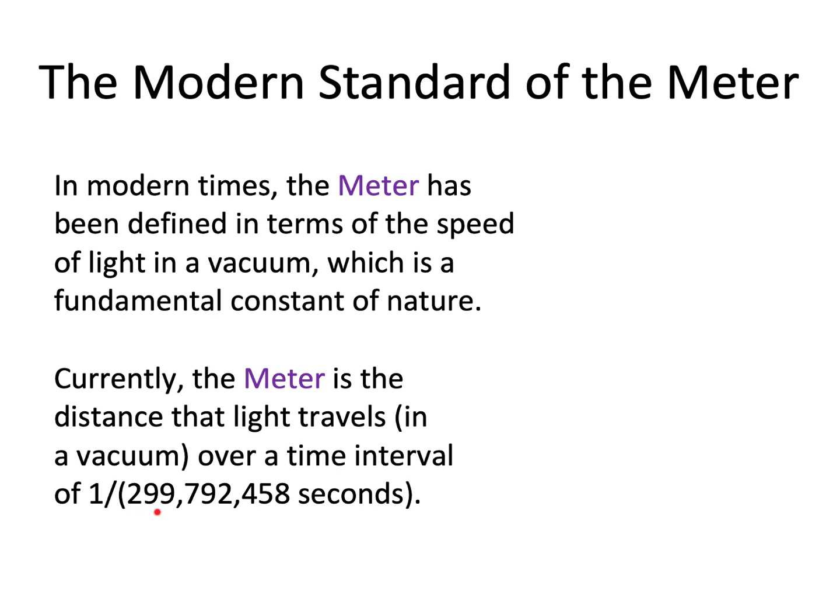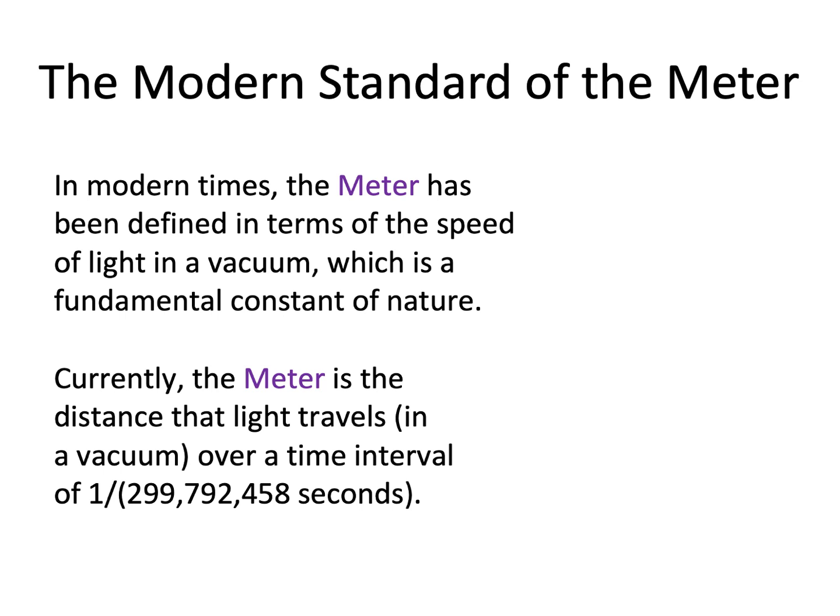Now, this number is a really complicated number. Why didn't they just make it all 300 and round up? Well, the answer is because this is what is needed to make the current definition of the meter match the historical definition of the meter. They made them all sync up. Otherwise, it would have caused all kinds of problems if you just suddenly changed the definition of the meter overnight.